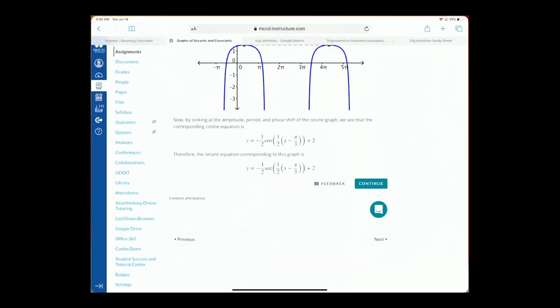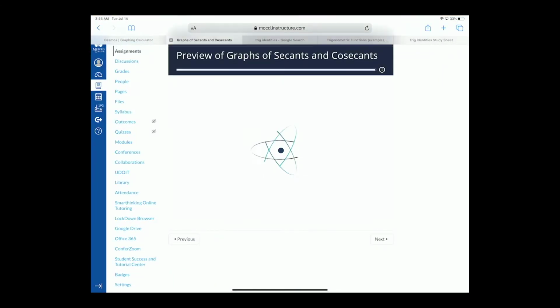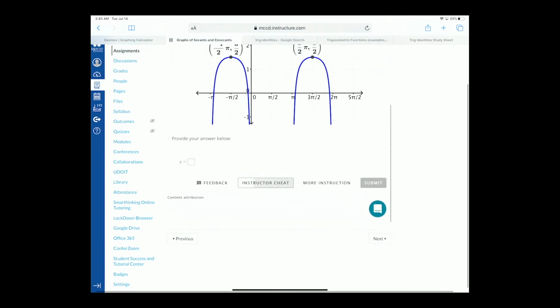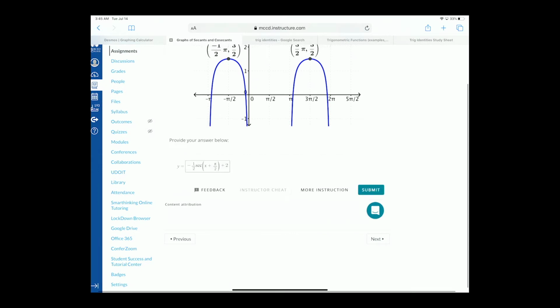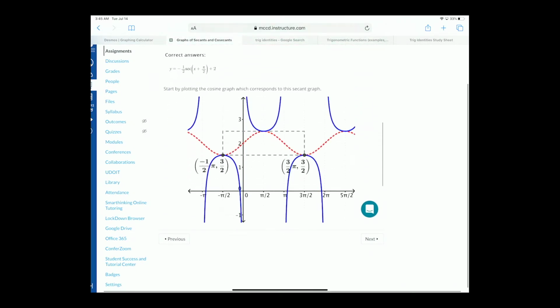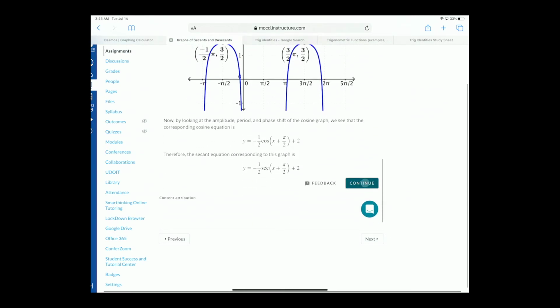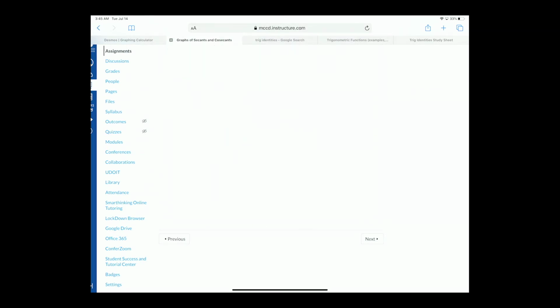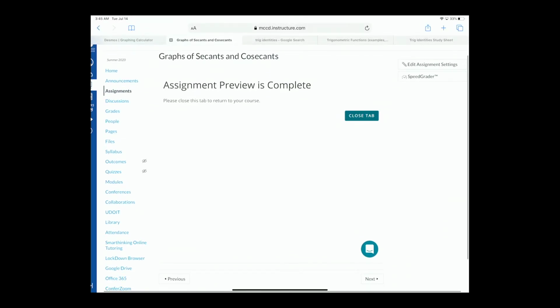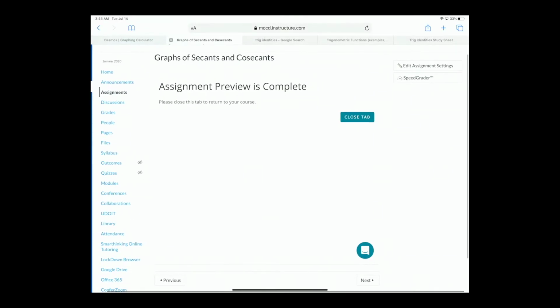All right, let's go back here and see if we can get a cosecant now. Oh, it's another secant. I don't want to do another secant. Cheat. Submit. Continue. Oh, it just finished, didn't it? So it's not going to give me one. All right, I'm going to have to make one up for the cosecant.